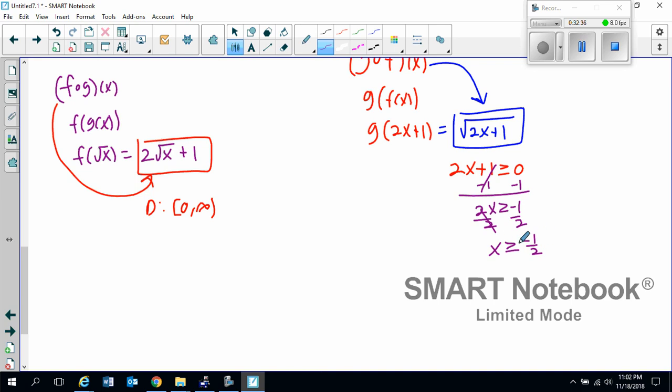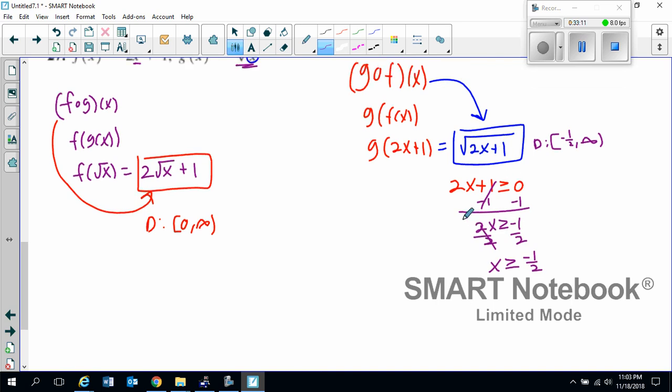Okay, so that's my domain, but now I need to convert it to interval notation. So values greater than or equal to -1/2. So -1/2 to infinity. You might be like, wait a second, you said no negative numbers. Well, these negative numbers will actually get offset by the plus 1. When you plug it in, multiply by 2, and then add 1, by the time you square root, your values will be greater than or equal to 0. Okay, so that's composite functions. For the next section, you need this skill a little bit to grasp it. And so anyways, alrighty then.